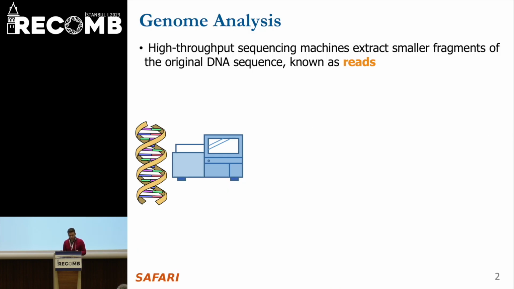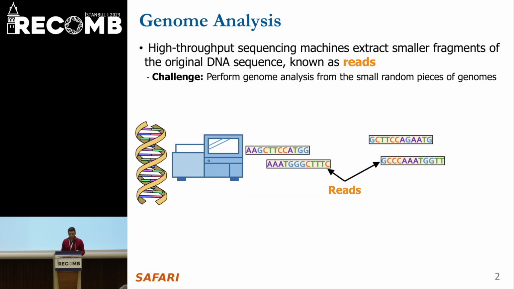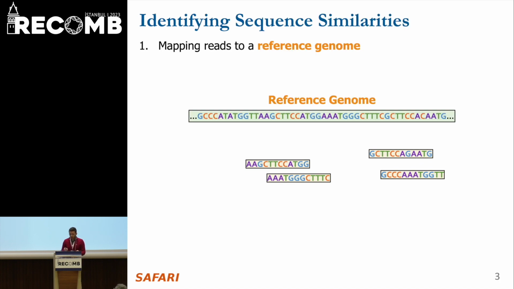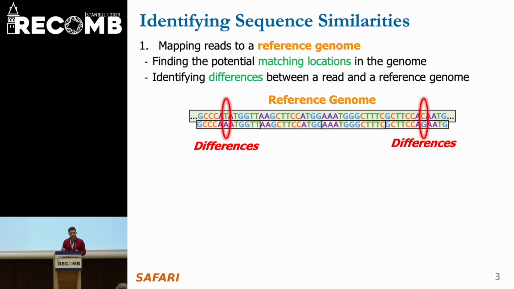In genome analysis, high-throughput sequencing machines, as we all know, extract smaller fragments of original DNA sequences known as reads. So the challenge is to perform genome analysis from the small random pieces of the genomes. We commonly use these reads to identify genomic sequences or their similarities in two ways. We can map the reads to a reference genome to find the potential matching locations in the genome, and also identify the differences between a read and a reference genome.